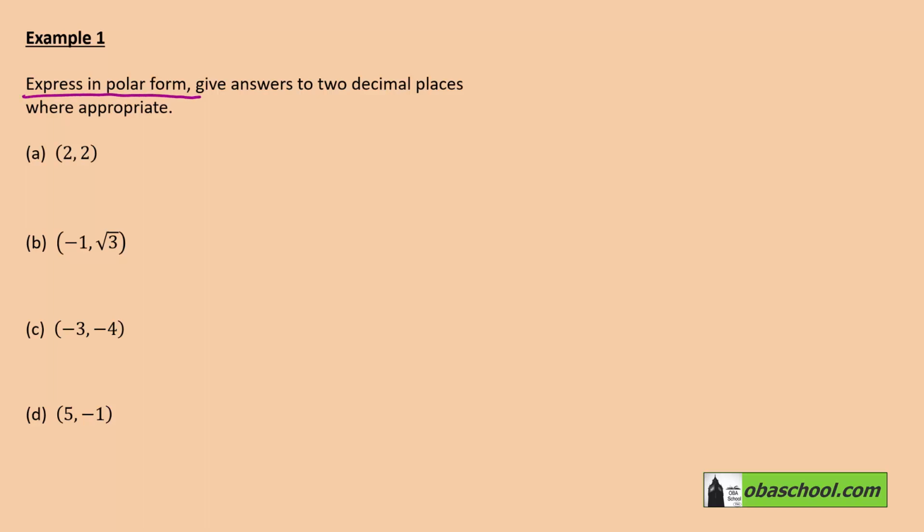Express in polar form, give answers to two decimal places where appropriate. Note that we're going from Cartesian to polar. In this case, it's a good idea to do a sketch. So let's start with part A, where we're given (2, 2).